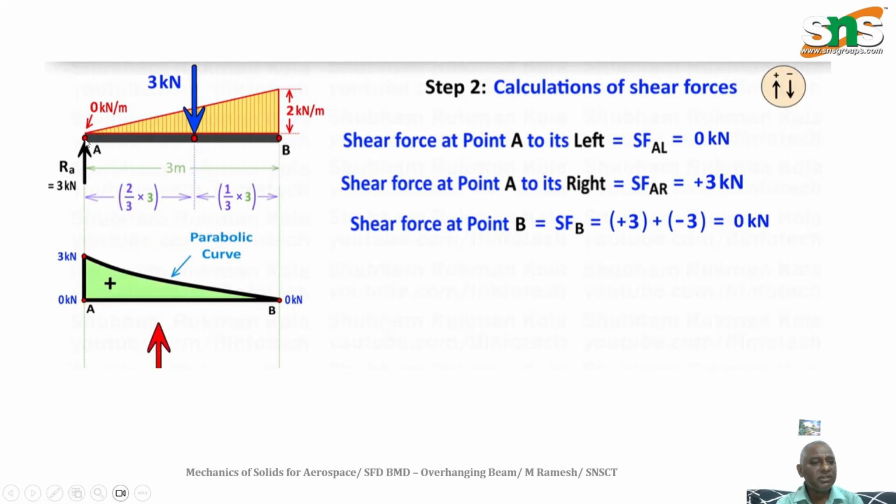You will have only one load in the upward direction. So left up is positive. So there is 3 kilonewton at A at the right side.